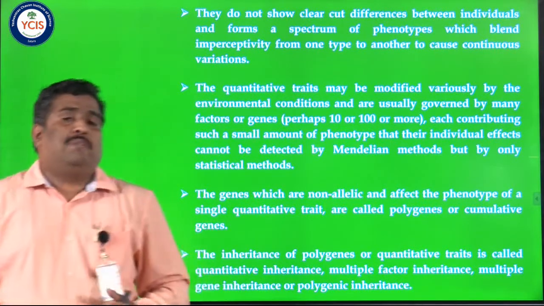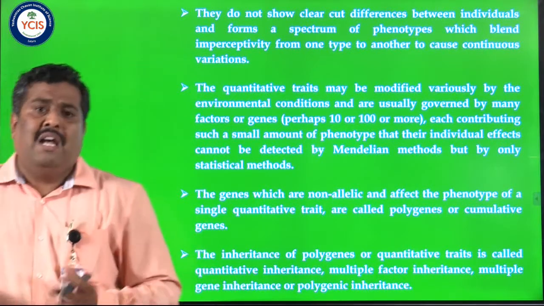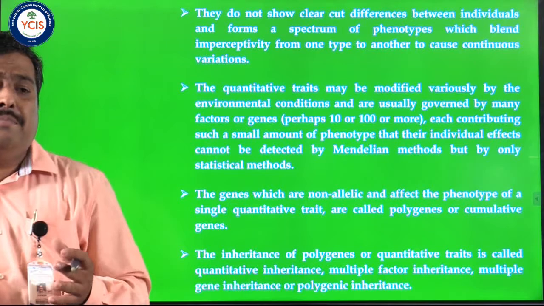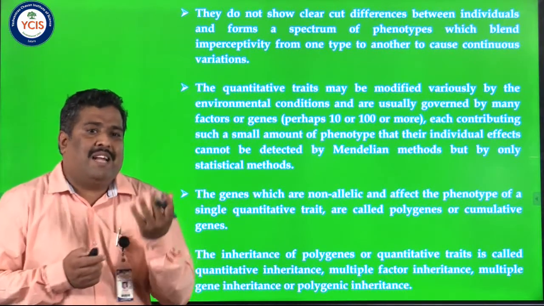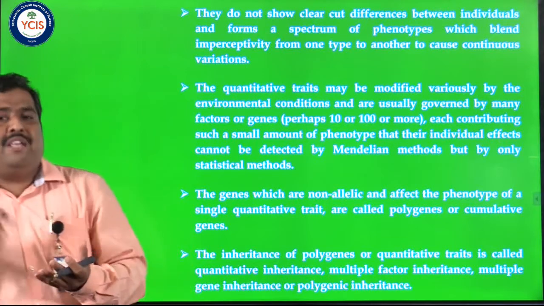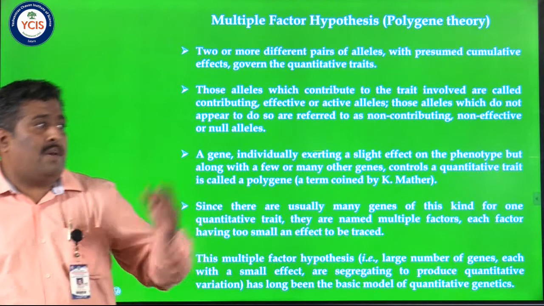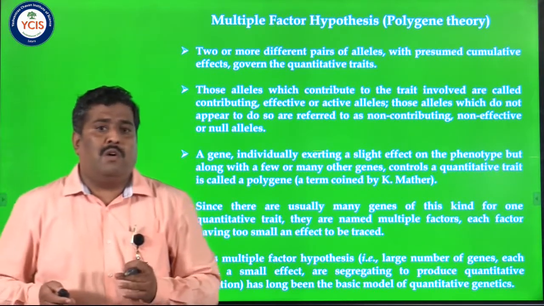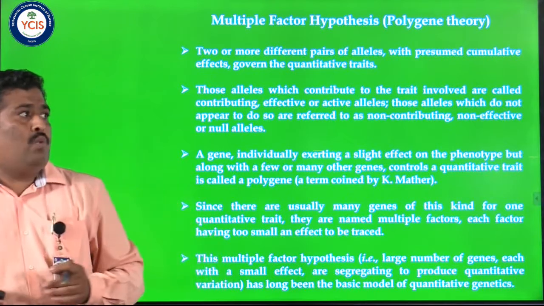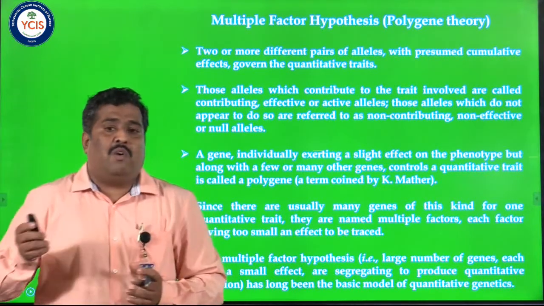It is again called multiple factor inheritance or multiple gene inheritance, because the combined effect of many genes is there. That's why it's called polygenic inheritance. Then this is what the polygene theory, the multiple factor hypothesis, says: two or more different pairs of alleles with presumed cumulative effect govern the quantitative trait.